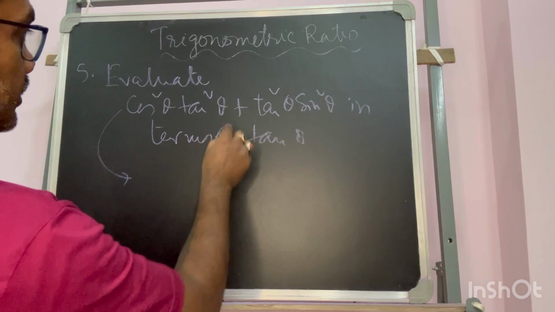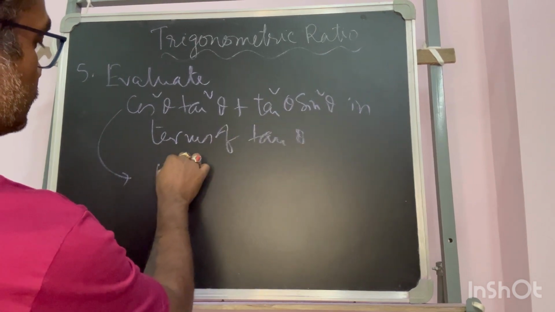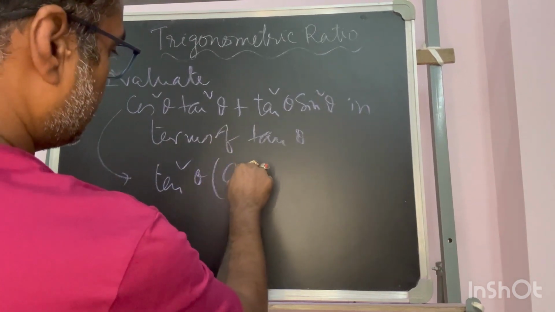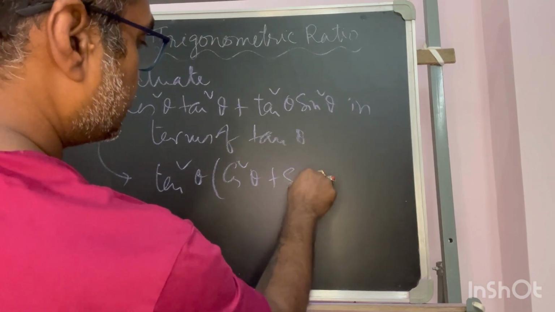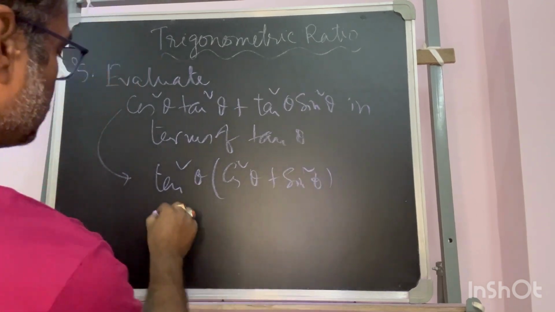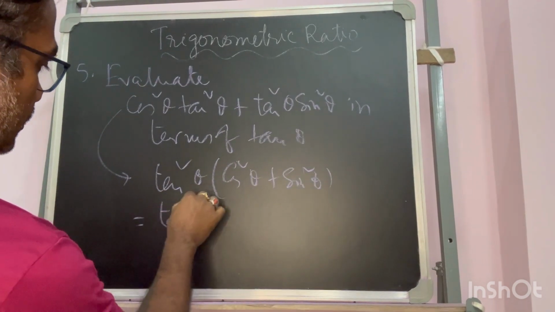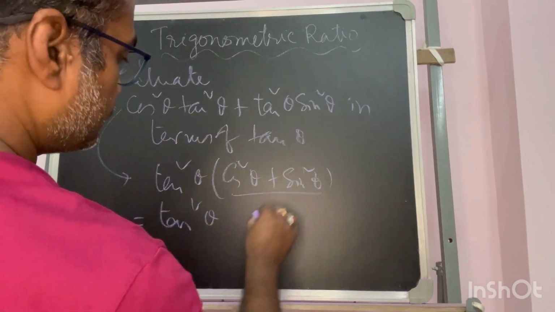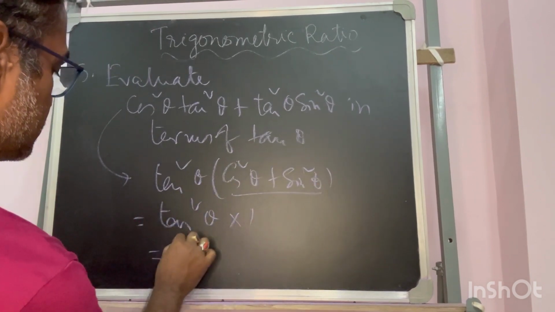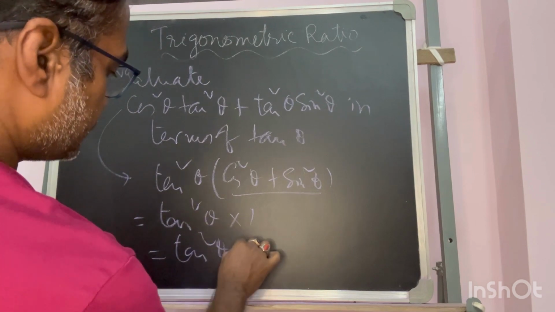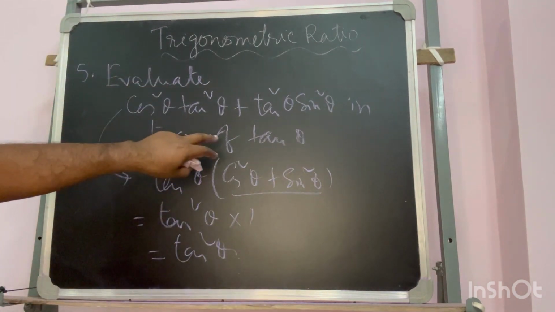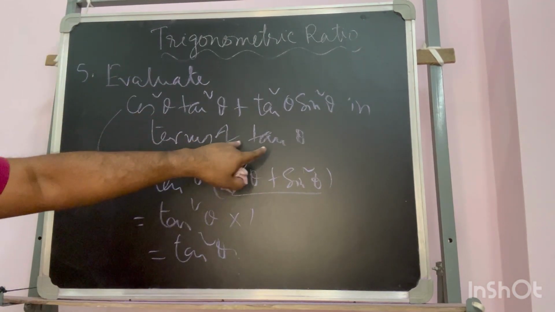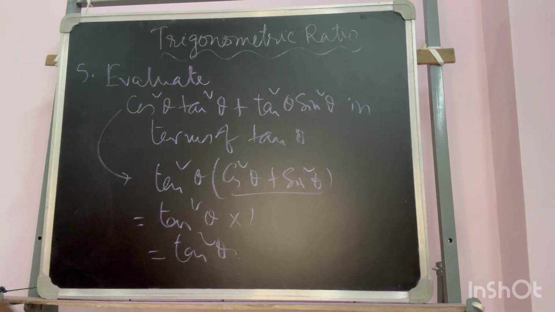Now you can see one part already is taken, so it is very easy. If I take tan square theta common out of these two, it will become cos square theta plus sin square theta. So it will not give you much pain. This is equal to 1. So this ultimately is equal to tan square theta. So you can represent this expression in terms of tan theta. That is a very easy problem.